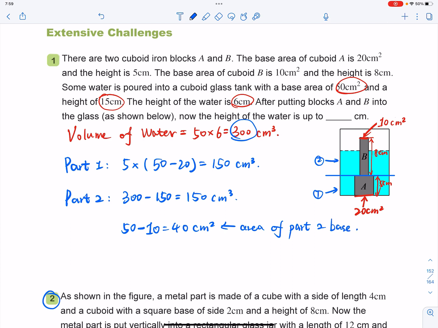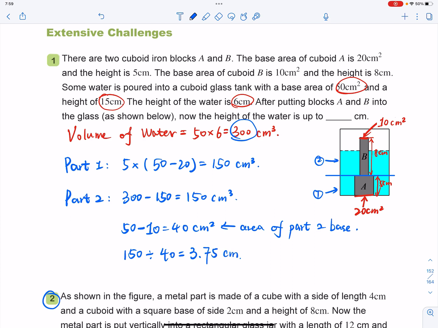Okay, and now you can get the height of the water in part 2. We use 150, right? Divide by the area of the part 2 base, which is 40. And let's see what's the height of that. After the division, we got 3.75 centimeters.